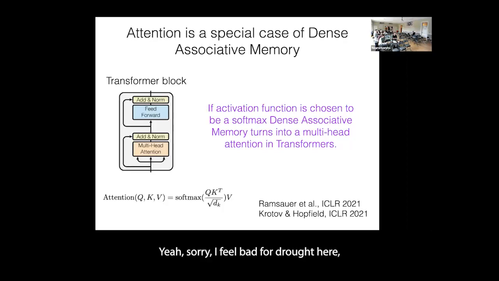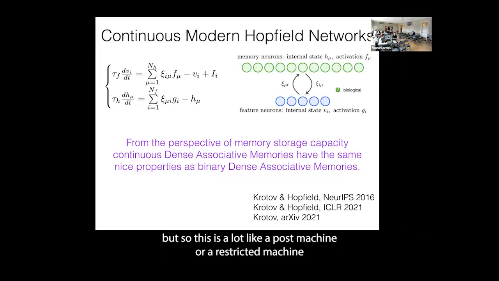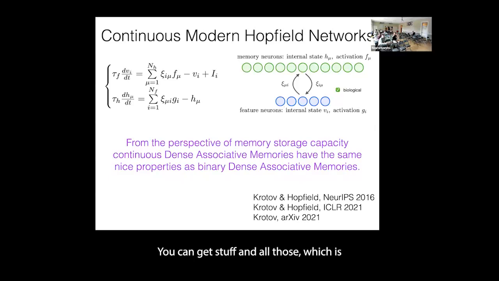So then I also mentioned that people noticed that there's a sort. Okay, go ahead. Yeah, sorry, I feel bad for interrupting here, but this is a lot like a Boltzmann machine or a restricted Boltzmann machine, right? Where you have the hidden and the visible unit. You're doing Gibbs sampling almost between the two.